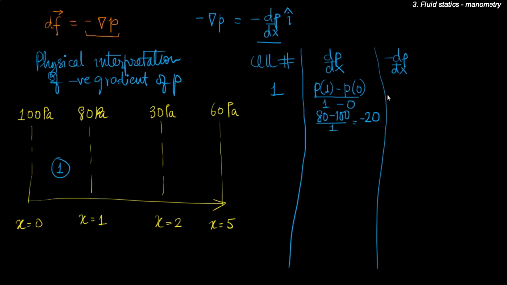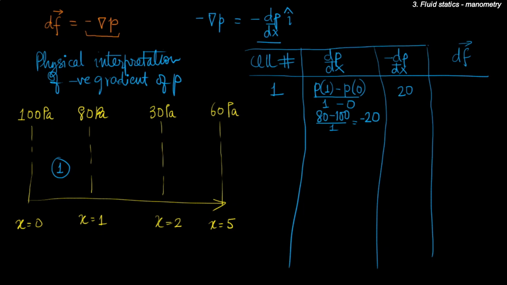So if this is minus 20, minus dP dx will become equal to 20. And so the body force is 20I. So the force in this particular cell is acting in this direction and the magnitude is 20. What about cell number 2?